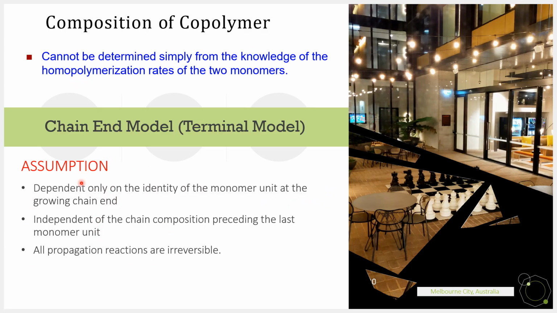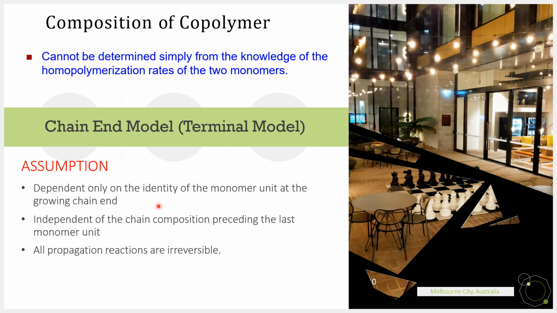Understanding the compositions of polymers is really crucial as it influences their properties and applications. Here we delve into the chain end model, or we call it the terminal model, which helps us to predict the behavior and the compositions of copolymers. The composition of a copolymer cannot be determined merely by knowing the homopolymerization rates of the individual monomers. This is because the copolymerization itself involves complex interactions between different monomers.